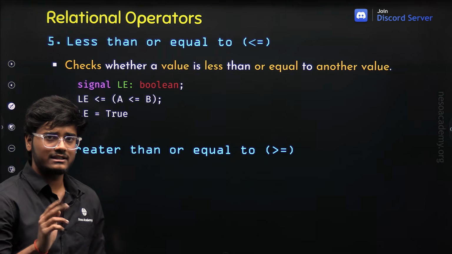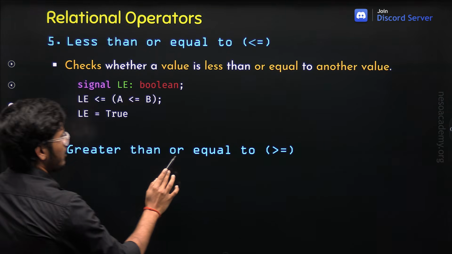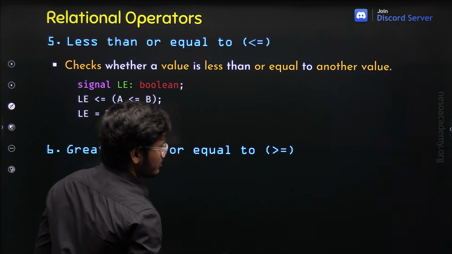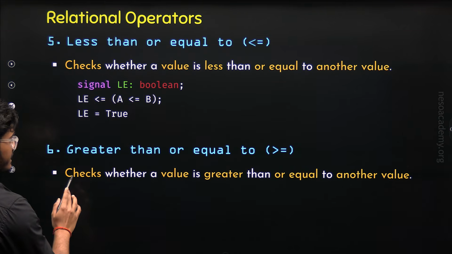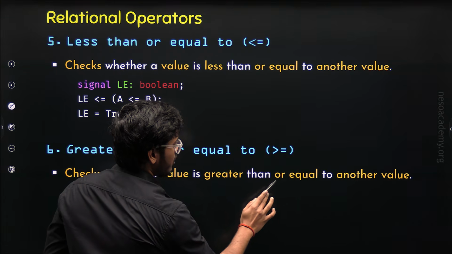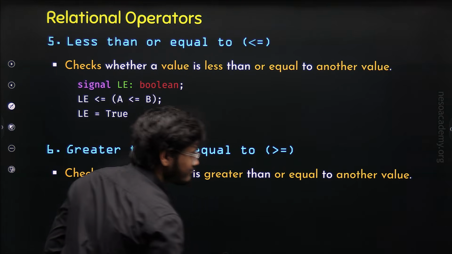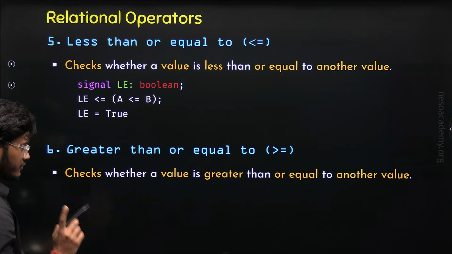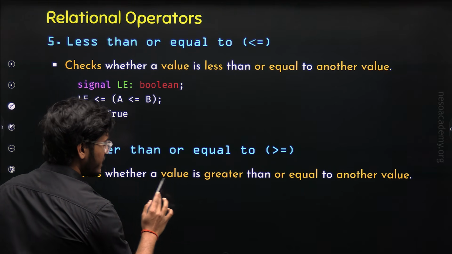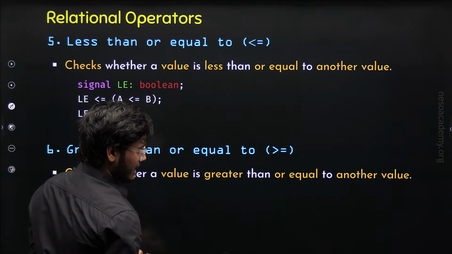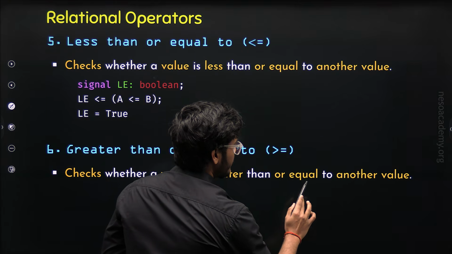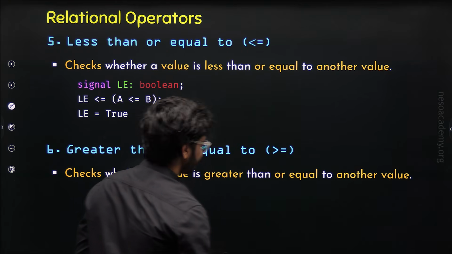Now let's see the last operator, the greater than or equal to operator, represented by the greater than equal to symbol. The greater than or equal to operator checks whether a value is greater than or equal to another value. Again, two conditions. First, whether the left value is greater than the right value. And the second condition is to check whether both values are equal or not.